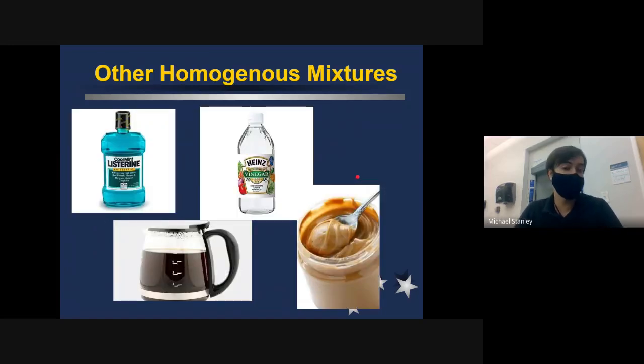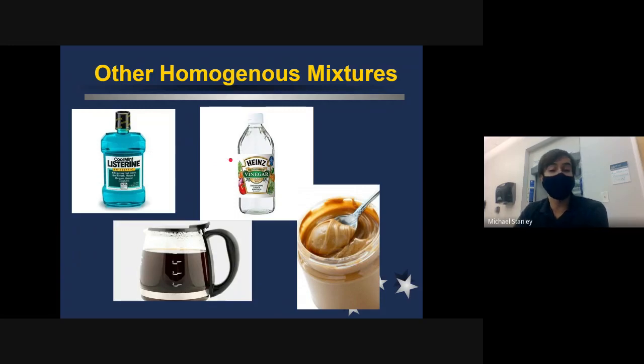Some other homogeneous mixtures include things like mouthwash, right? Every time that you use mouthwash, it should be the same combination of antiseptic and water and sometimes a little bit of alcohol to help kill the bacteria. And you're expecting that every time. You're hoping that whenever you take a sip, it doesn't just taste like pure water, or you don't get a super strong hit of the antiseptic all at once. You're expecting it to be evenly blended every single time that you use it.